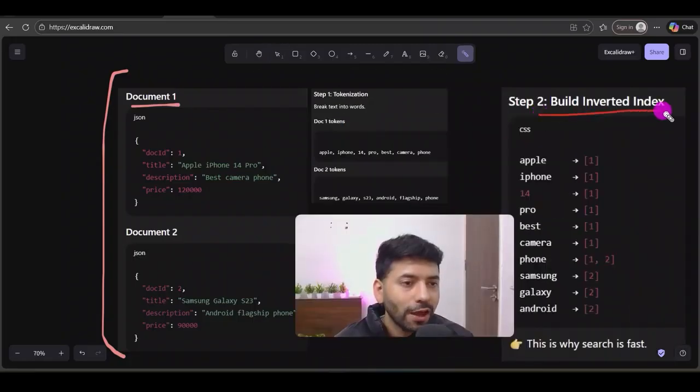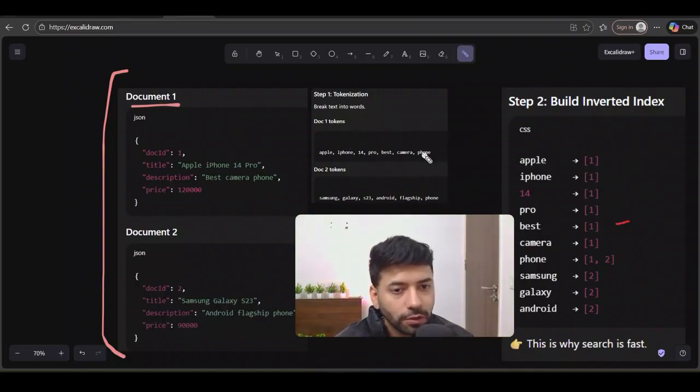Here you can see we have built the inverted index from the tokens that we have got. Okay, first token was Apple and that is present in document 1 only. Then iPhone, document 1, 14, document 1, Pro, document 1, best, document 1, camera, document 1. Phone is something which is present in both of the documents. You can see in document 1 as well and in document 2 as well, right?